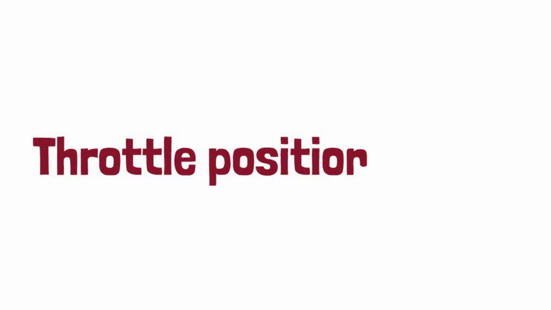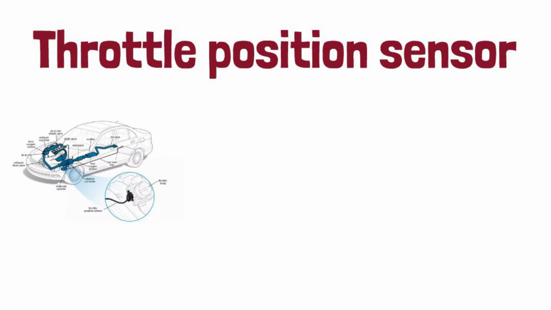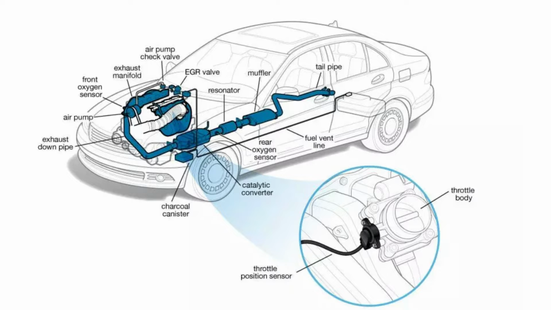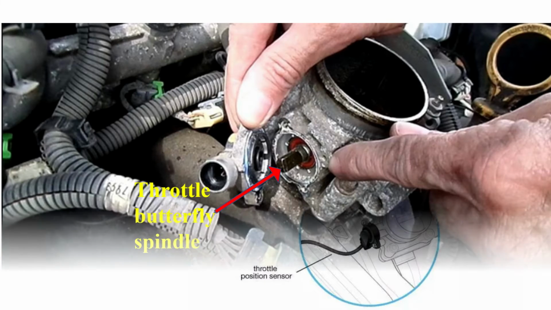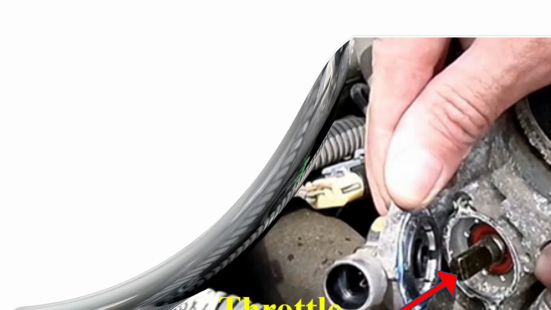Throttle position sensor. Most computer-equipped engines use a potentiometer-type throttle position sensor to signal to the computer the exact amount of throttle opening due to its linear output. The throttle position sensor is located on the throttle butterfly spindle.